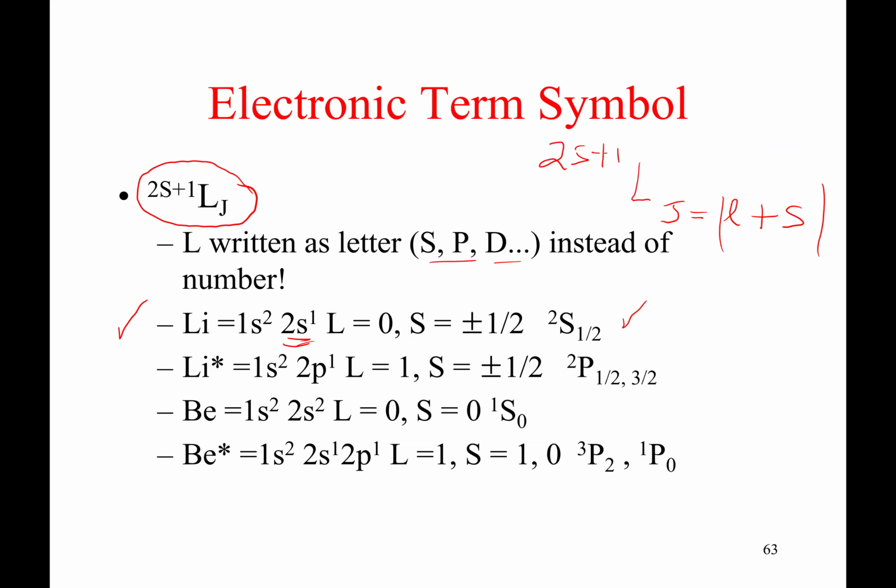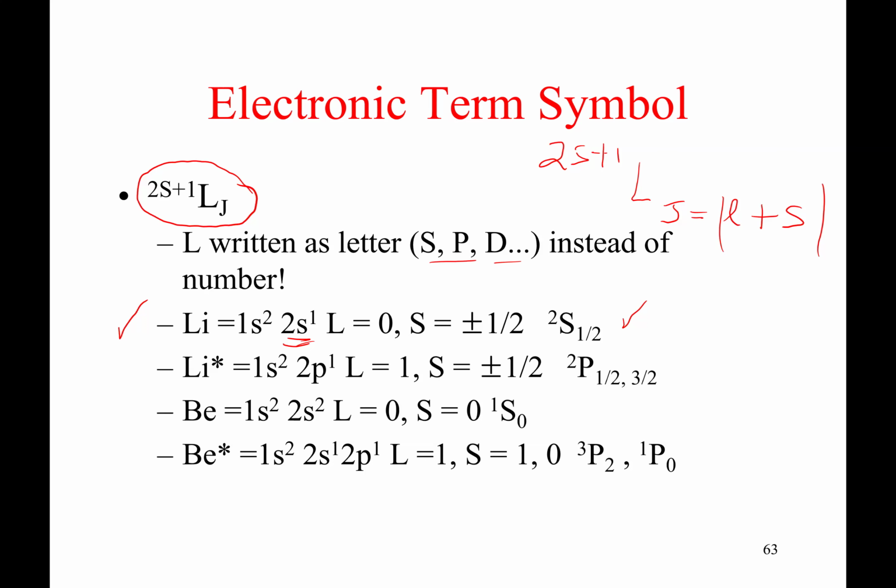Now, if you excite it, I want to illustrate this before we move on. If you excite this electron in the outermost valence shell, remember, it's a lithium atom, it's not an ion, we're dealing with an atom. The electron is in that orbital and you are exciting it to the next higher orbital. So you're going to have this electron configuration 1s2, 2p1. So for P, remember, L equals 1.